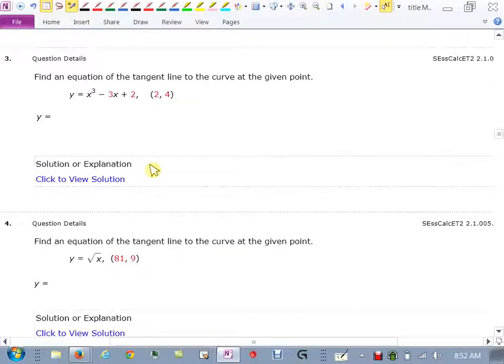Okay, find the equation of the tangent line to this curve. I guess I'll work through this one. All we want is the equation, all right? So we don't have to do graphs or anything like that.